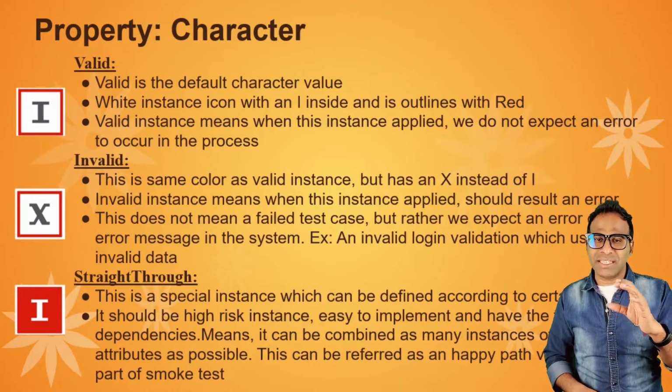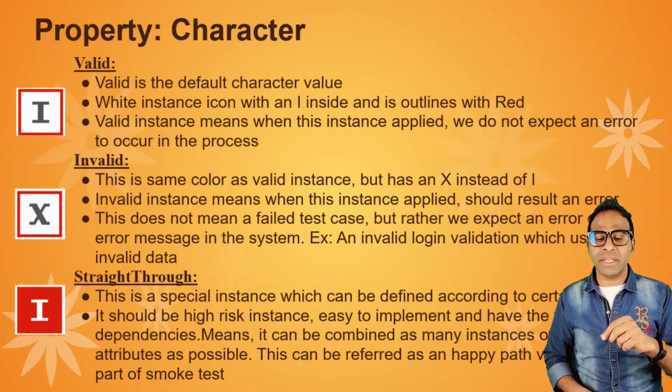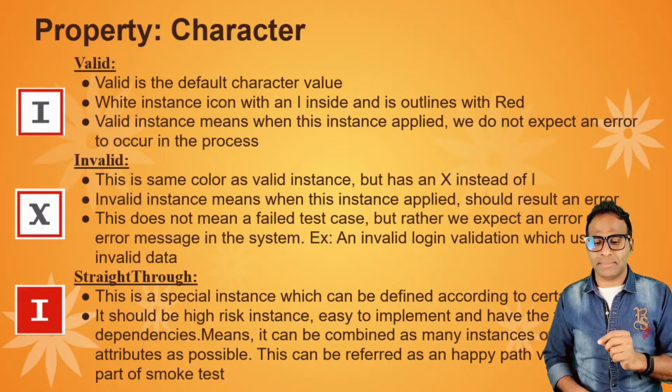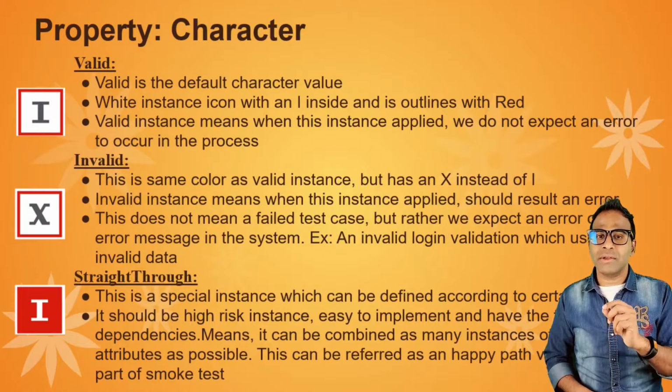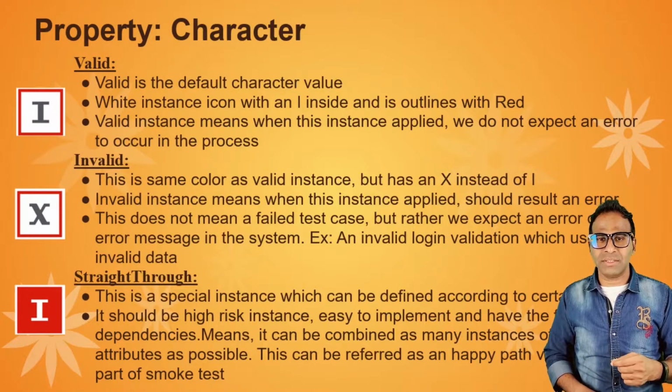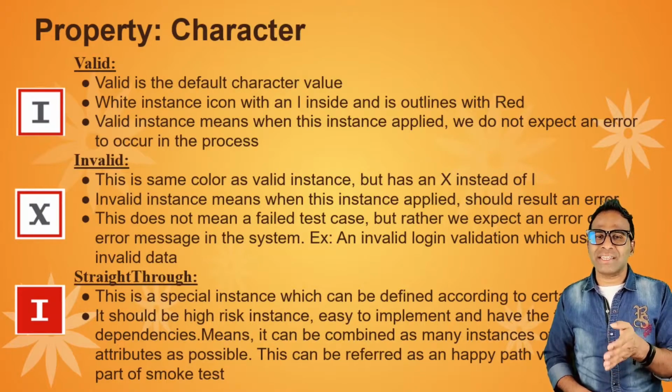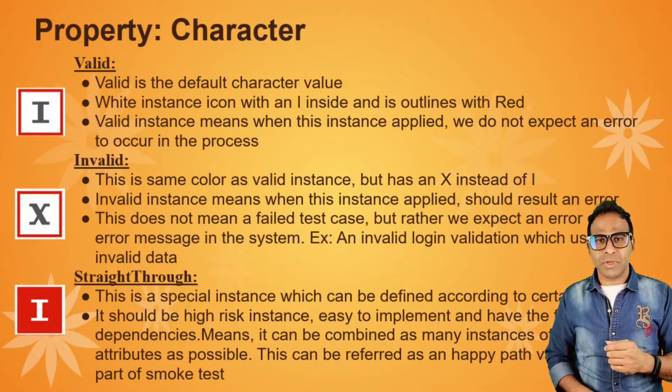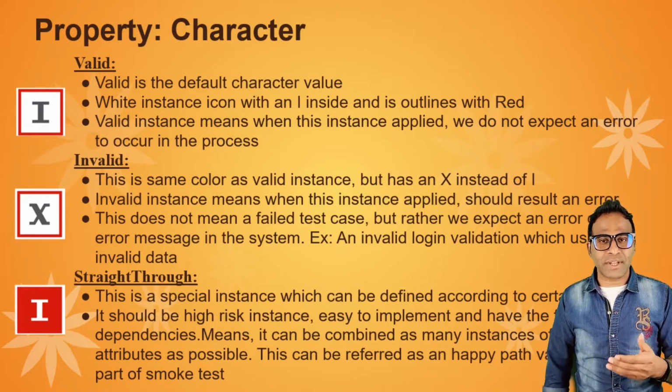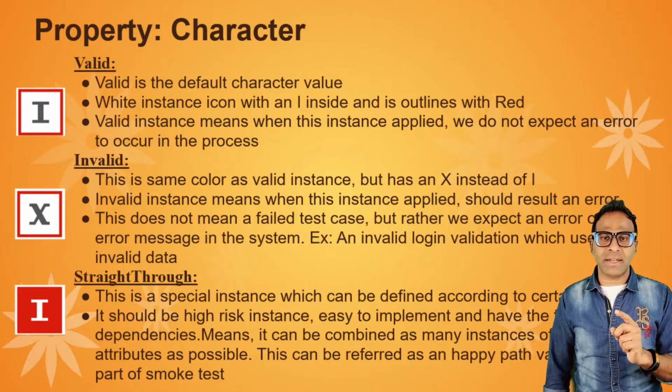So for these 10 attributes, you will be defining instances, correct? These straight through instances combine with multiple instances very easily. So this can be referred to as a happy path value. Usually we use it for smoke testing. That means it generally has fewer dependencies and a lower probability of failure, so we can use these kinds of test cases for smoke testing. Hope you all understand the concepts.